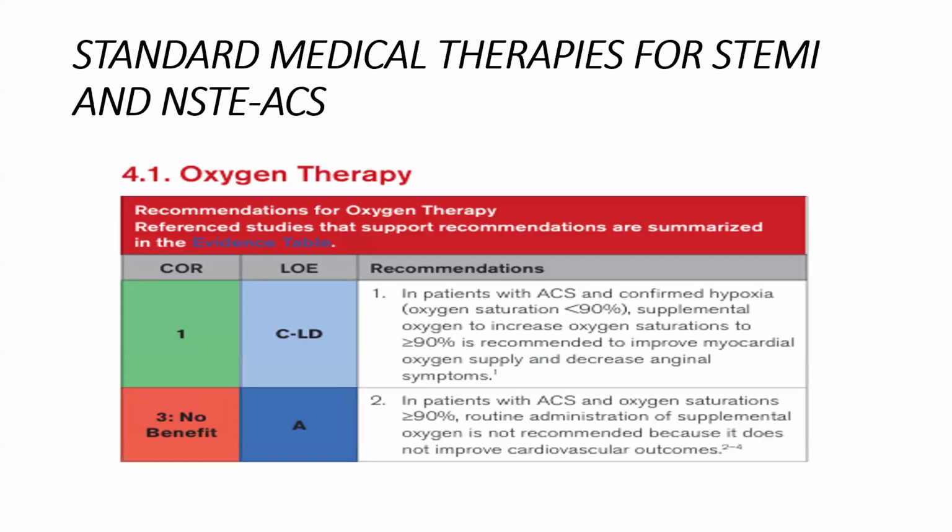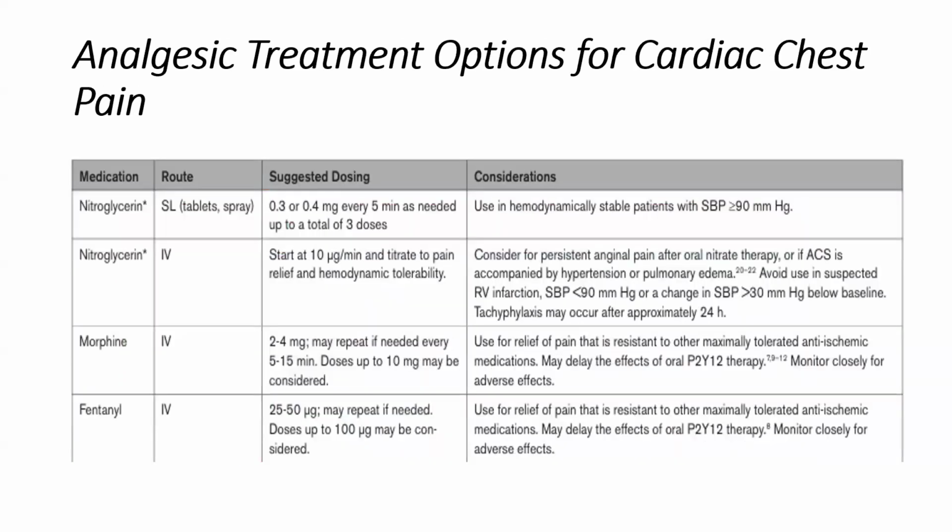Now let's talk about the standard medical therapies which we are using for acute coronary syndrome. The oxygen target is 90%, so we should correct the oxygen only when the SpO2 is below 90%. Now, for pain management, the guideline suggested 3 drugs, that is nitroglycerin, morphine, and fentanyl. Nitroglycerin we can administer by the sublingual route as well as by the IV route.